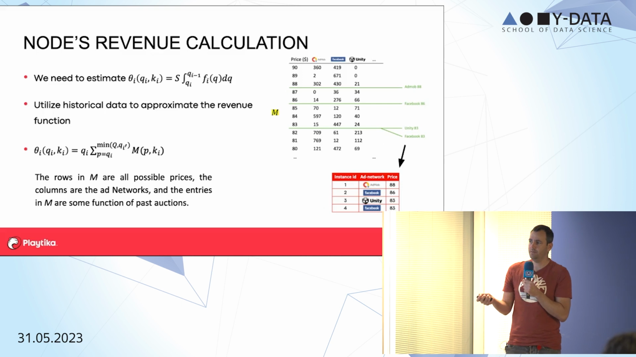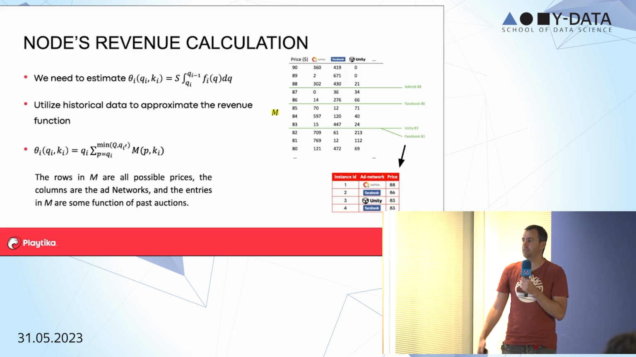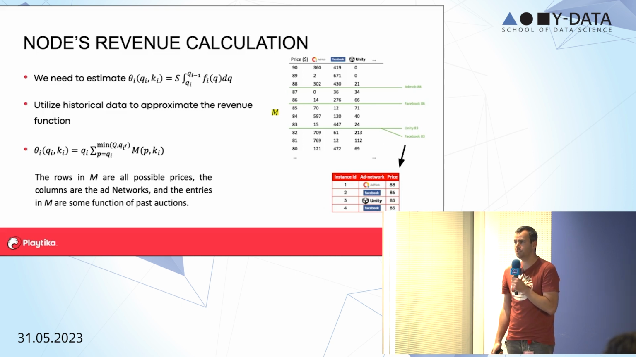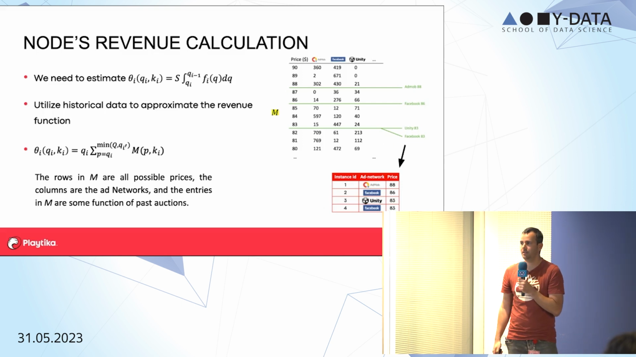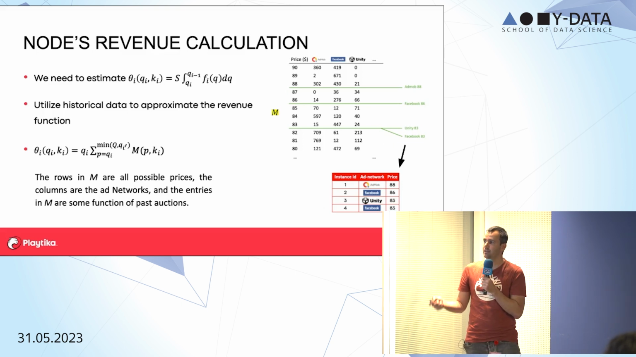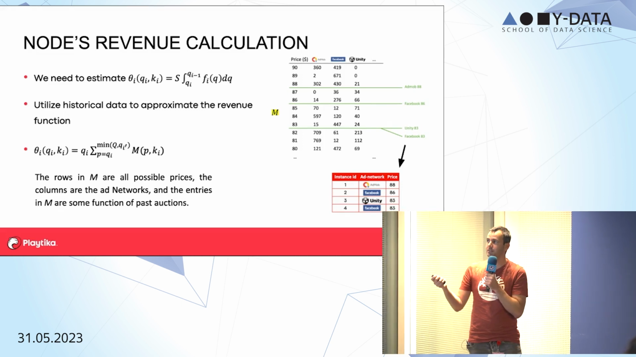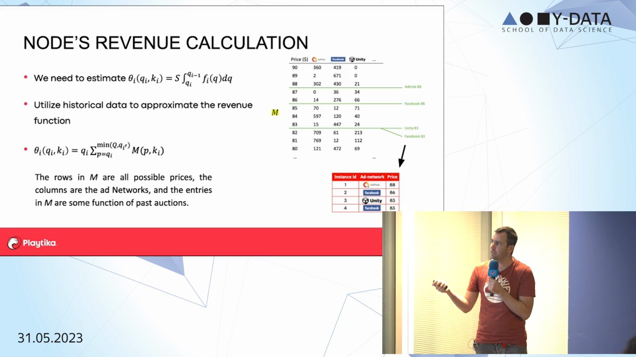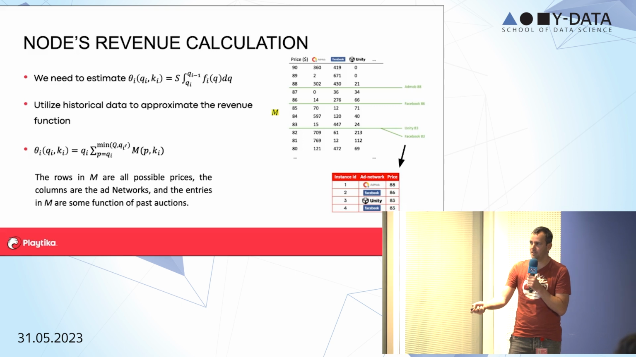So what is this matrix M? The rows are prices and the columns are the ad networks, and each entry in the table is some function of past auctions. A simple one can be the average number of impressions, or we can use some more sophisticated function. For example, the green line represents one possible waterfall. You can see in this waterfall the first instance is Google for 88, then Facebook for 86, and so on. This is the graphical representation of this specific waterfall.